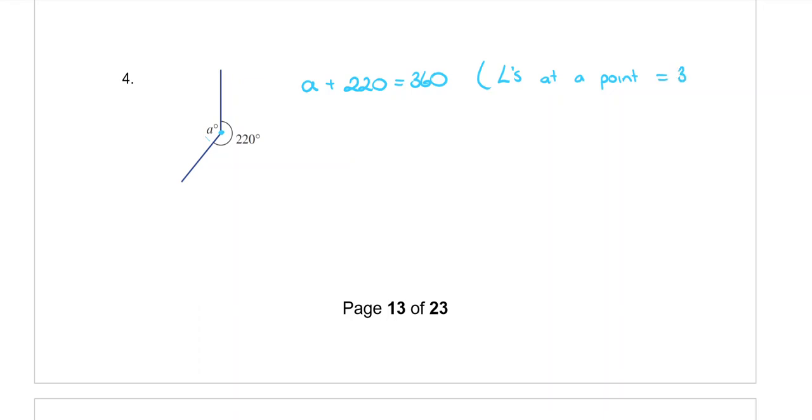equal 360. To solve the equation, I'm going to subtract 220 from both sides, and A will equal 360 minus 220, which is 140 degrees.